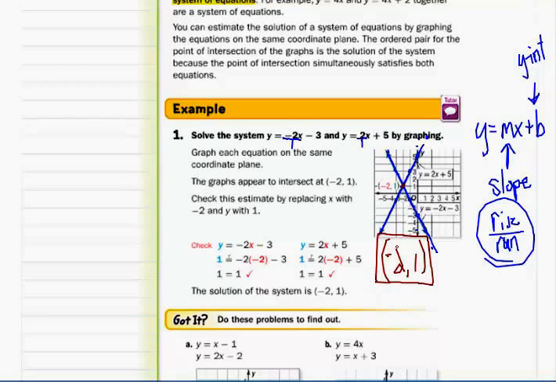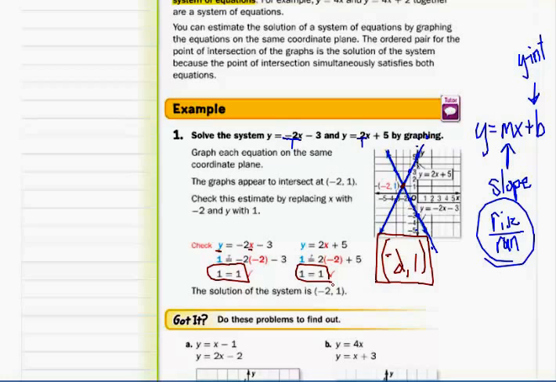So you can check that by substituting in negative 2 for x and 1 for y. So does 1 equal negative 2 times negative 2, which is positive 4, minus 3? Yes. Substitute it in the other one. Does 1 equal 2 times negative 2, which is negative 4, plus 5, which is 1? Does 1 equal 1? Of course. So that is our answer.